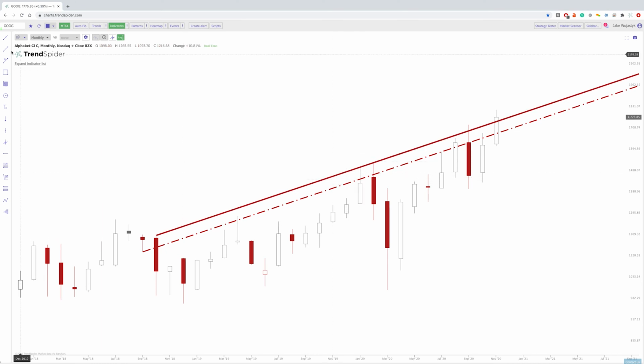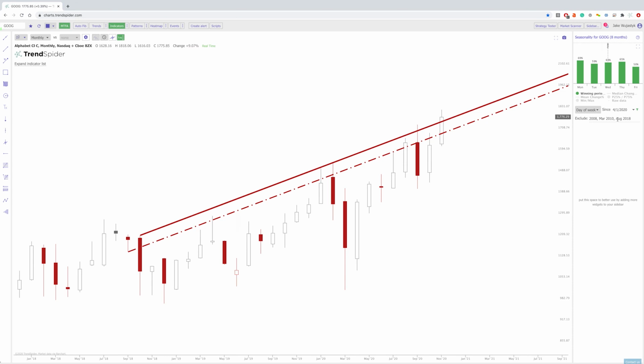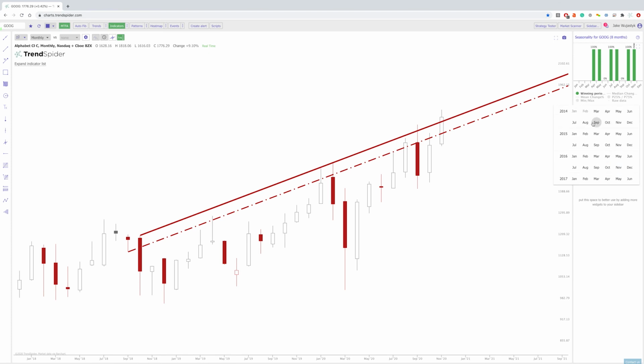Now, let's turn on some seasonality and see historically how Google has done. Let's say over the last, let's do monthly, looking at the last, since 2014, so that's about the last 6 years, you can see that this is generally a pretty strong time for Google.